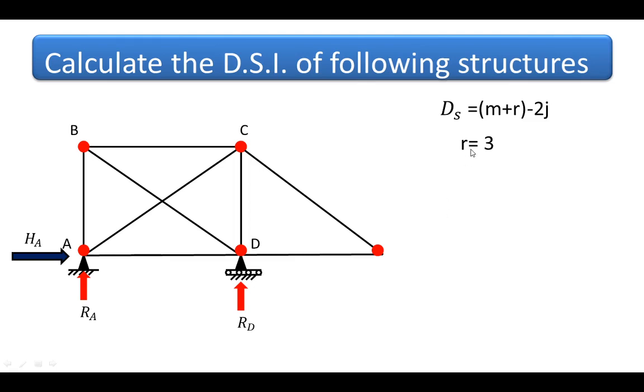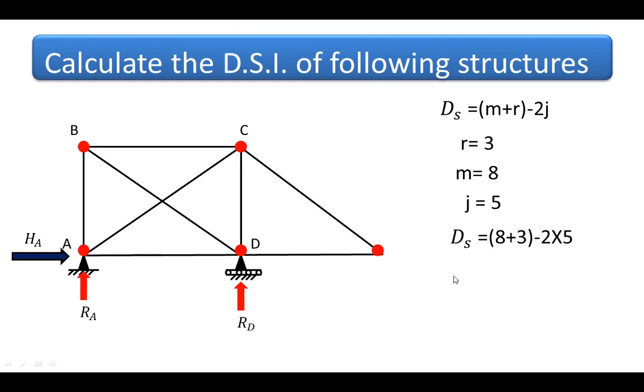So here R equal to 3: HA, RA and RD. And M is the number of members, that is 8: AB, BC, CD, AD, AC and BD. These are 6 members, then this CE and DE. So that becomes 8. Then J is equal to 5: A joint, B joint, C joint, D joint and this is the E joint.